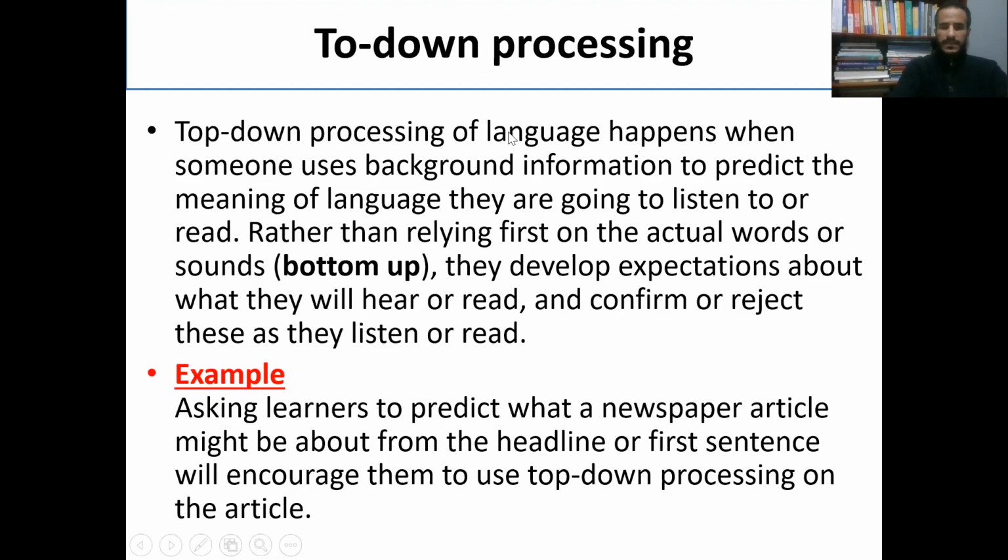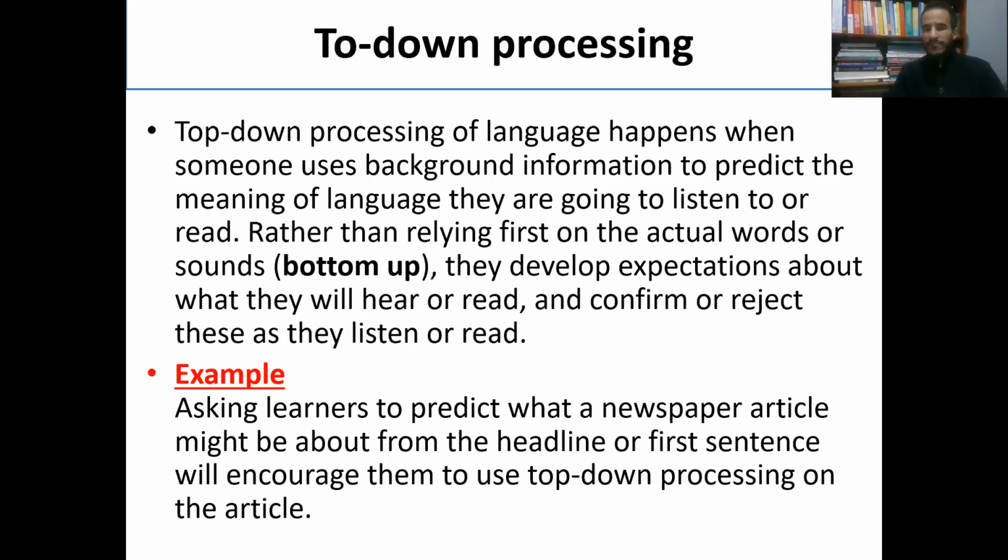Great. The second one, top down. Any volunteer? Can I read? Yes, please. Top down processing of language happens when someone uses background information to predict the meaning of language they are going to listen to or read, rather than relying first on the actual words or sounds, bottom up. They develop expectations about what they will hear or read, and confirm or reject these as they listen or read. Example, asking learners to predict what a newspaper article may be about from the headline or first sentence will encourage them to use top-down processing. Great, thank you.